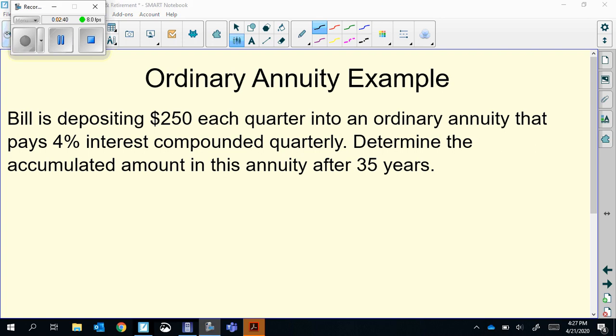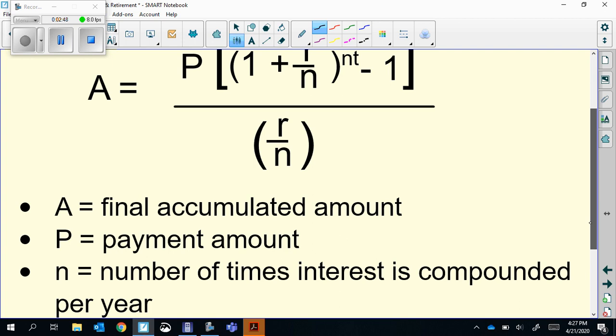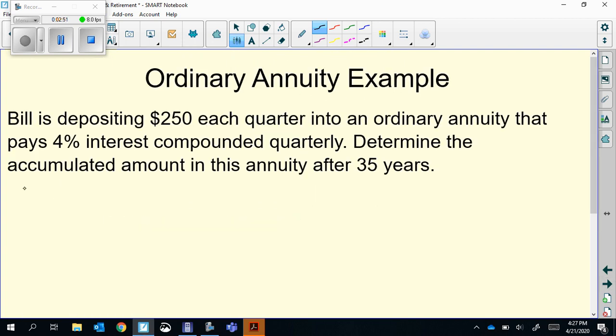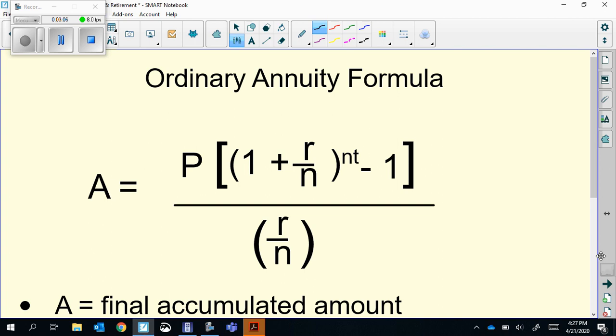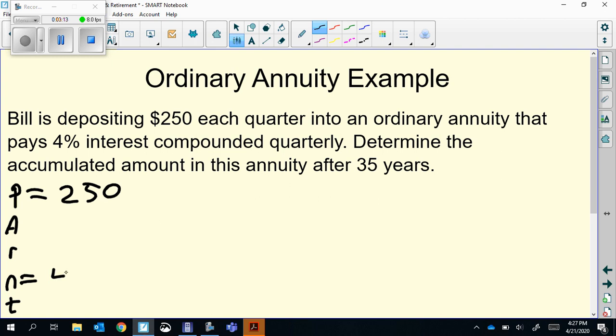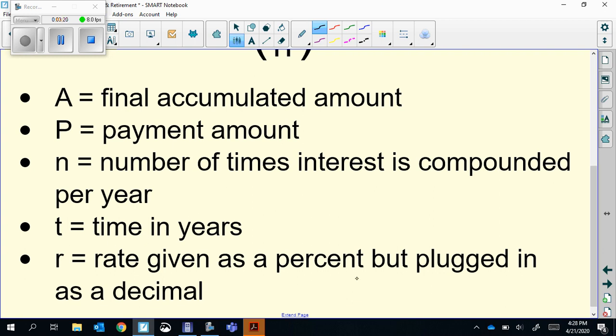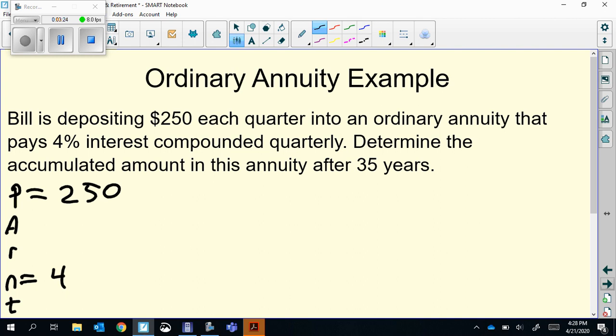So looking back at our formula, A is the final accumulated amount, P is the payment amount. So the payment amount is $250. We're asking for the final amount, which is A. The number of times compounded per year, it said that was quarterly, so 4 times. T is how many years. R is the rate as a decimal. So T is 35 years, and then R is the rate as a decimal, which would be 0.04 for 4%. And we're going to solve for A.